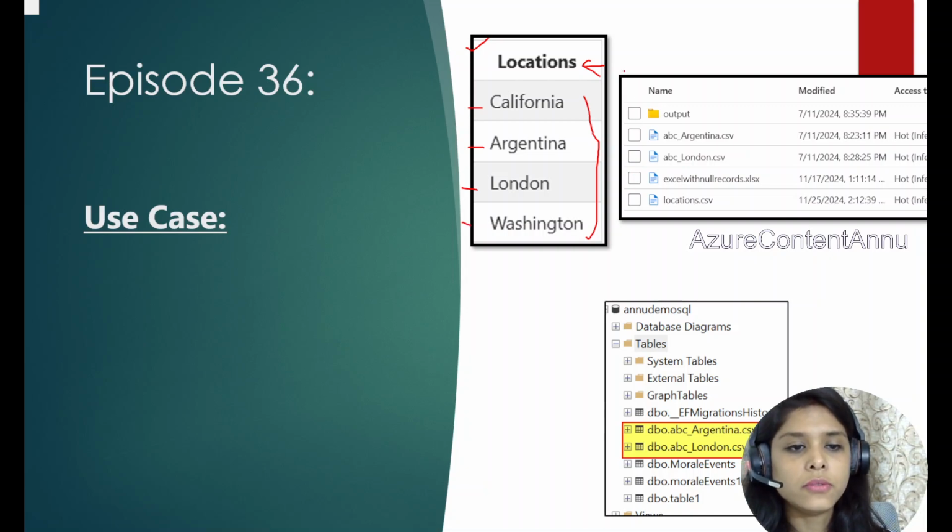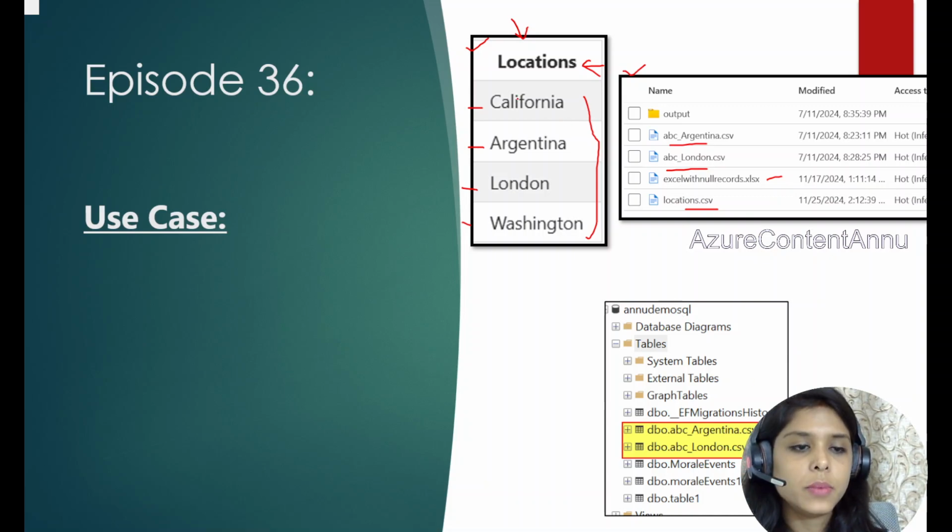And I also have a few CSV files present in my ADLS container, with the names abc_argentina.csv, abc_london.csv, and then there's an Excel file, and there's a location.csv file. This is nothing but the same metadata file. So what I need to do is check the data present in the locations.csv file. Whatever matching file names are present in the ADLS container, I need to copy the data present in that file into a SQL table with the same name in my SQL DB.